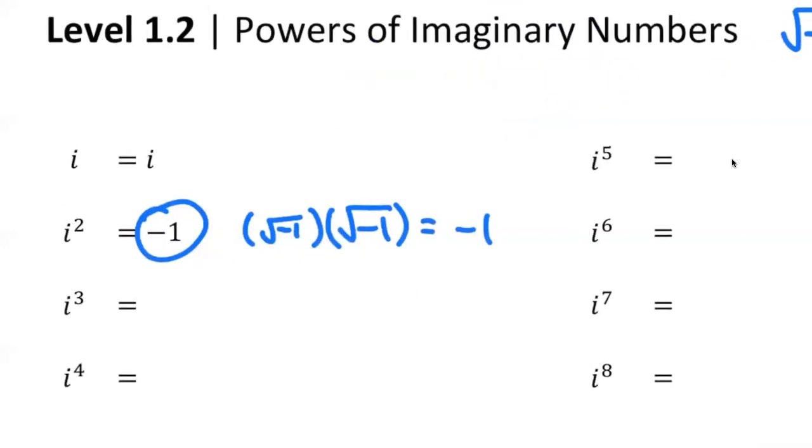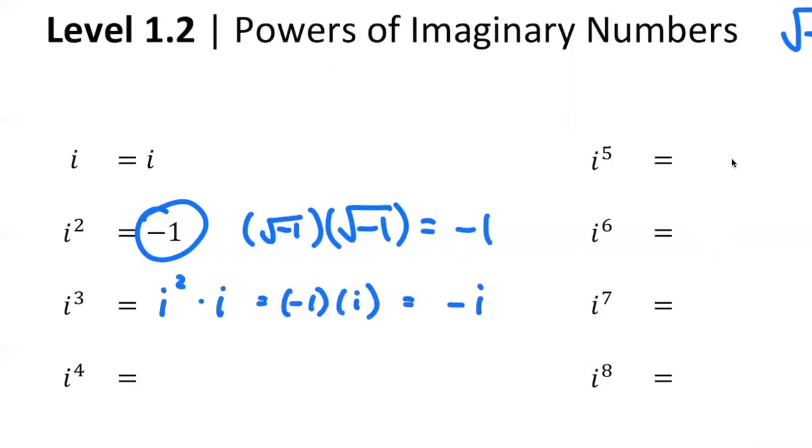Now what about i cubed? What would that be? Well, you can look at i cubed this way: i cubed means i times itself 3 times, right? So i cubed is essentially i squared times i. We know what i squared is, we just did it earlier, right above. So we have -1 from i squared, and i is just i. So i cubed is essentially -i.